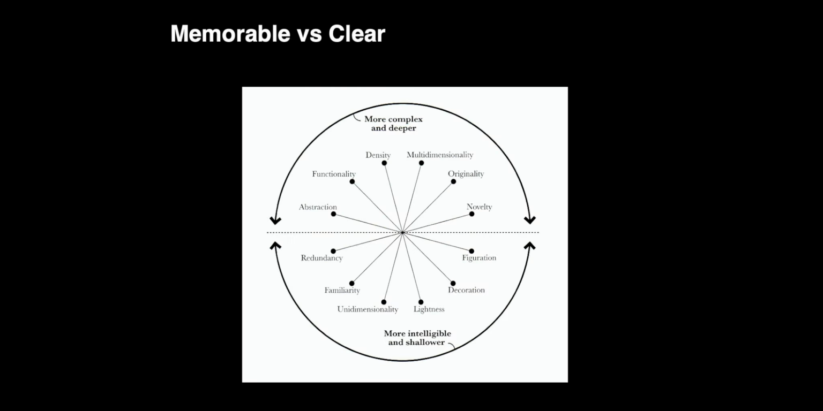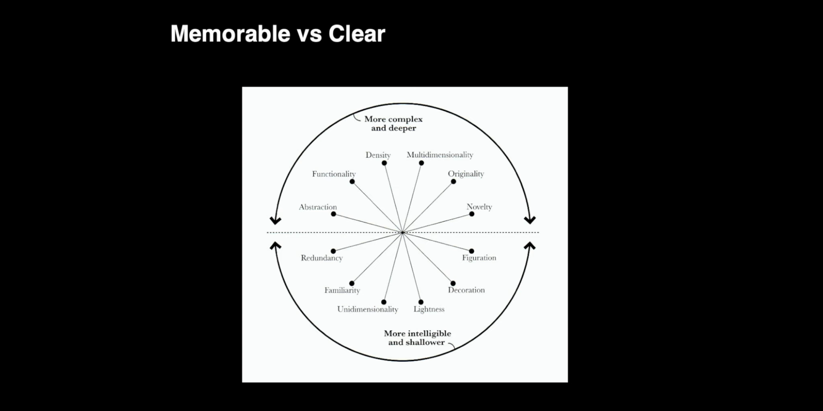Luckily for us, Alberto Cairo, the author of our textbook, created a very helpful chart for us to use. This is called a radar graph, and you can use this to help determine if your information graphic is leaning toward the memorable side or more on the clear side. Let's take a look at each one of these individually.